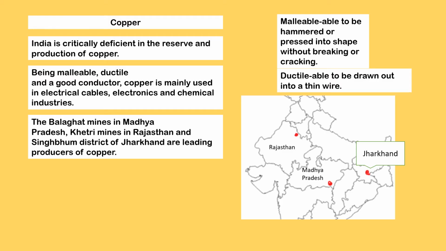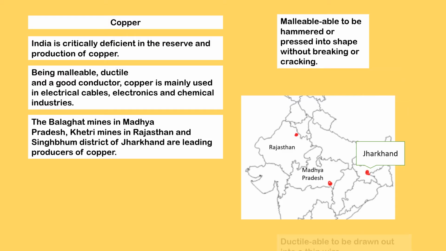Malleable we mentioned. Now ductile also I have mentioned. It is drawn out into thin wire. I thought you already learned it in the chemistry chapter, right? Grade 9, grade 8 and all we have learned. So malleable and ductile, the two terms and their explanation.